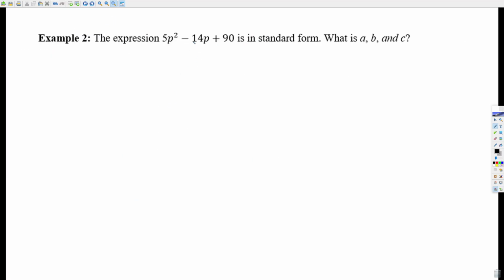Example 2. The expression 5p squared minus 14p plus 90 is in standard form. What are the values of a, b, and c? Very simple. They're already in order. So since it's in standard form, we have a is 5, b is negative 14, and c is 90. That's all you have to do for that one. They're already in order, a, b, c. If they were out of order, you would have to change it to standard form first, and then identify a, b, and c.